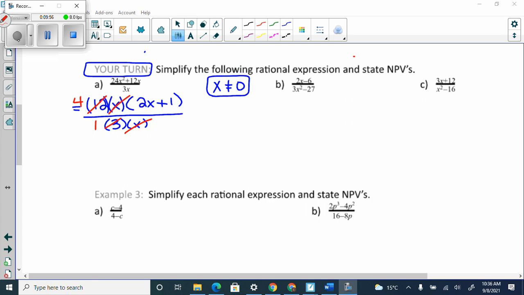No, because every number is over 1. 4 over 1, 5 over 1, 7 over 1. So we can write it over 1. And then 4, and then 2x plus 1 over 1. But I don't need that, right? So I can write 4 bracket 2x plus 1. And then x can't equal 0.